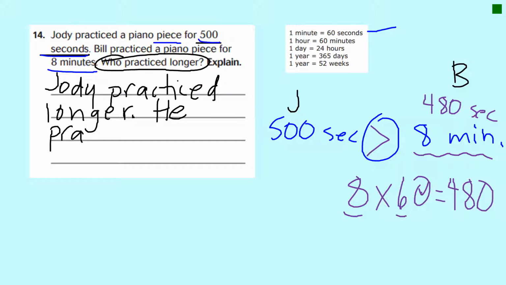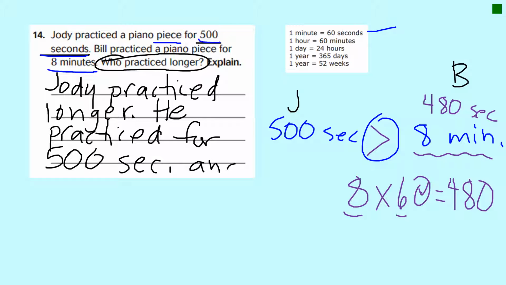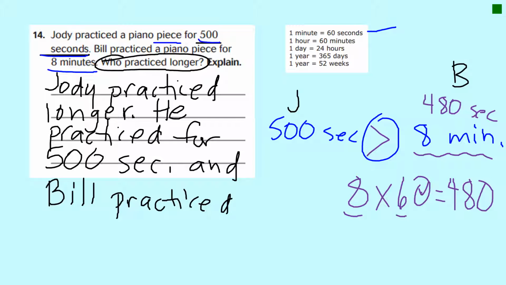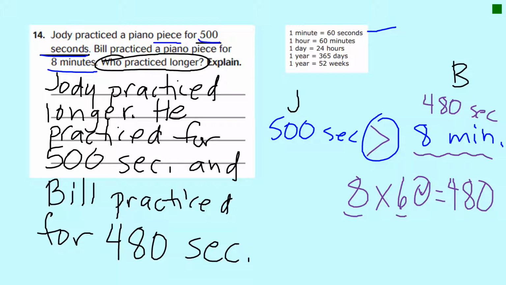He practiced for 500 seconds, and Bill practiced for how much? 480 seconds. So Bill, if he practiced for 20 seconds longer, they would have been equal, right? All right, let's go to the next page.